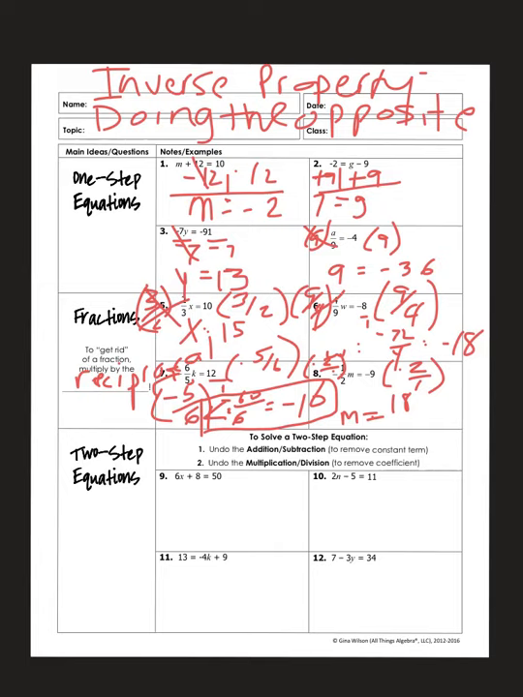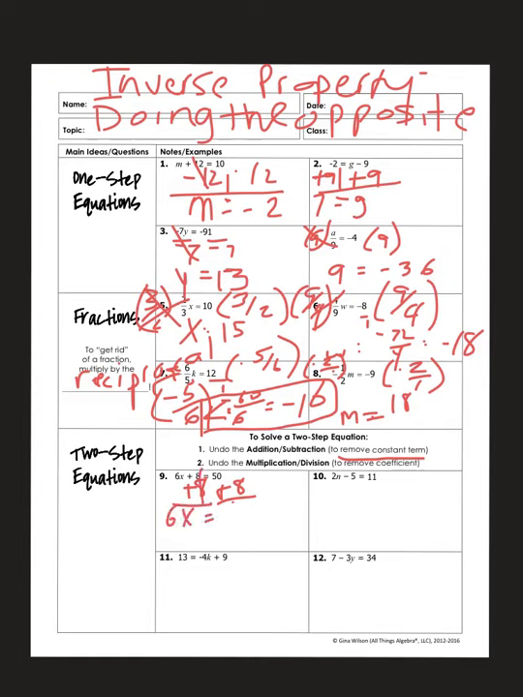All right, number 9. To solve a two-step equation, number 1, undo the addition or subtraction to remove the constant term. Now we're going back to describing the parts of an equation and an expression. Remember that. Constant terms are just the numbers. Number 2, undo the multiplication and division to remove the coefficient from the variable term. So remember, our goal is to get the variable all by itself. Number 9, in order to get rid of the constant term, we're going to add 8 to both sides.